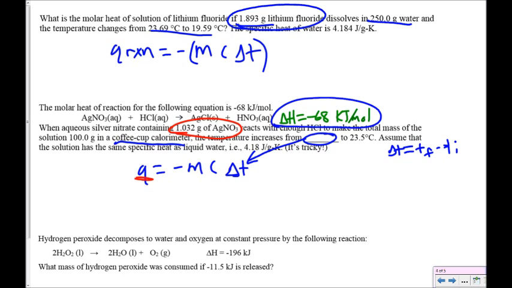They give me a balanced chemical equation. They give me energy right away. I'm thinking, okay, I have a thermochemical equation. I can do energy stoichiometry.